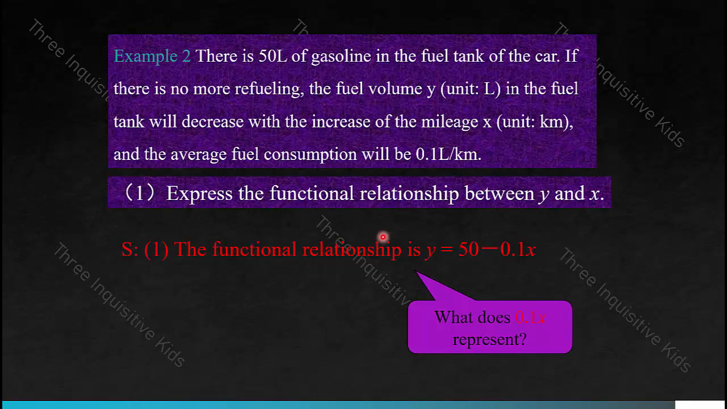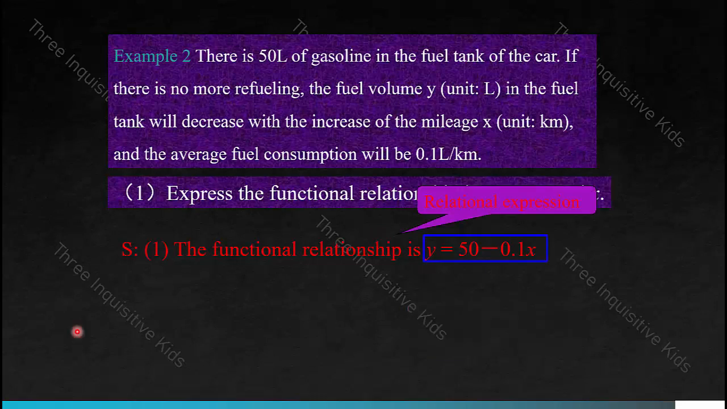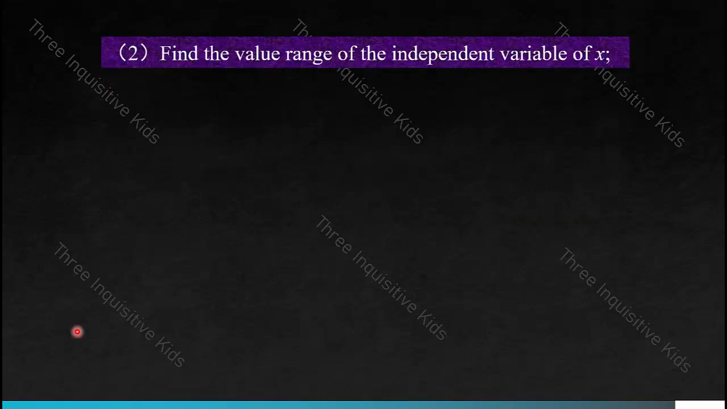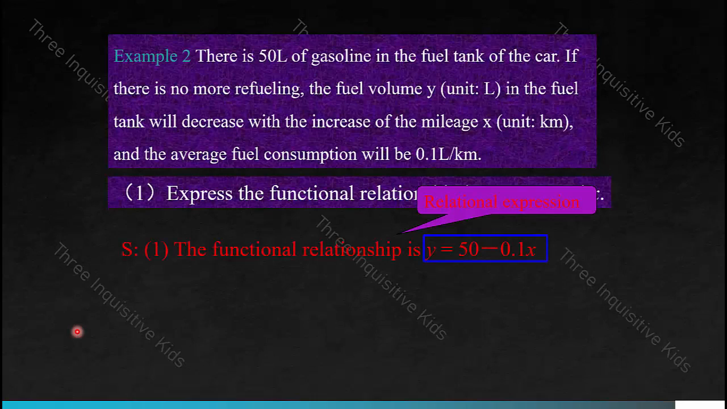And what does 0.1x represent? Well, that is an amount that is used. So here is the relational expression we can write, or functional relationship, to describe this function. Number 2, find the value range of the independent variable x. So what range of values can x take to make this function appropriate, to make sense?